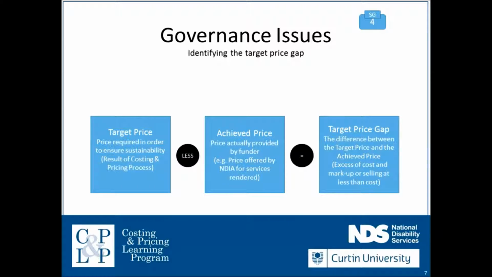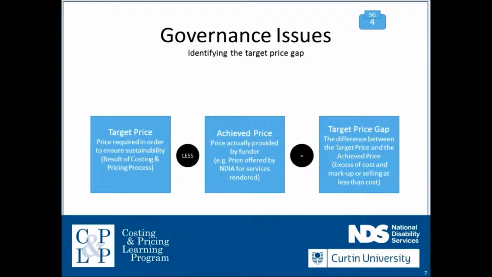If the target price gap is positive, this is a very good thing, but it might also mean that you should go back and recheck your calculations, because the systemic underfunding of public goods in Australia means that such a result is very unlikely. If it's correct, this is a very good thing for your organisation. If the target price gap is negative, you need to examine the impact of this on your organisation and determine the best way to remedy it.